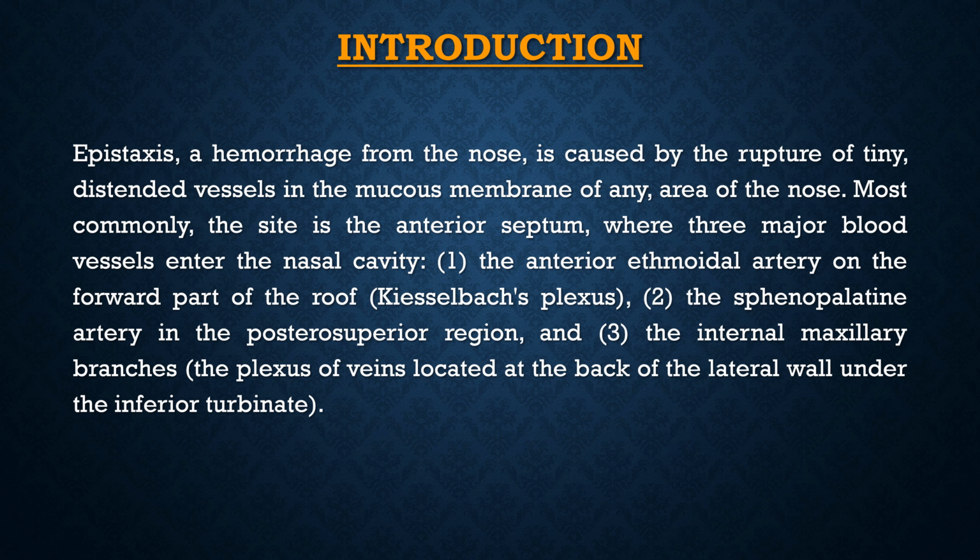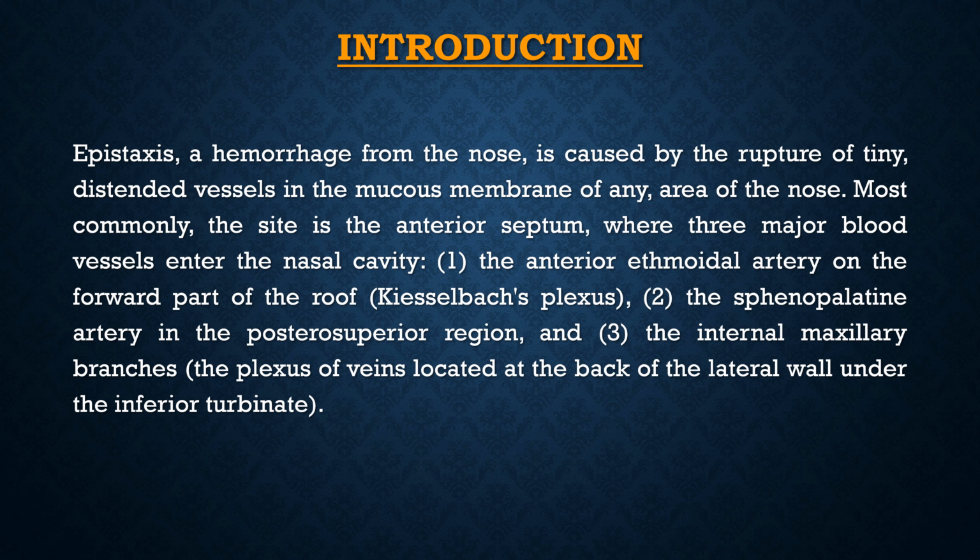It is mainly caused because of the rupture of tiny distended vessels in the mucous membrane of any area. Our nose consists of various sites from which the bleeding can occur. Here you can see it is written: the anterior ethmoid artery, the sphenopalatine artery and the internal maxillary branches. These are the various sites, and I will show you the picture. You will see the various sites from where nose bleeding can occur. I have put a picture so you understand the concept very clearly, and second, I have written all the content so you can just jot it down in your notebooks.